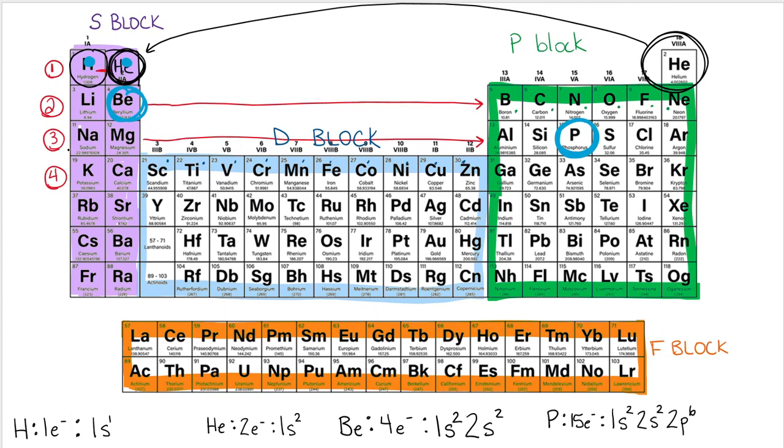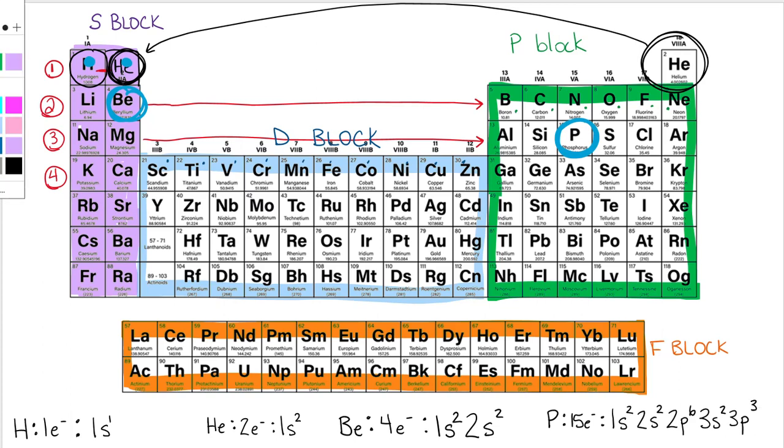Come on down here. Now we're in group 3, period 3. 3s2 gets us to magnesium. Follow it straight on over. 3p, because we're back in the p block. 3p, 1, 2, 3, 3p3 gets us over to phosphorus.